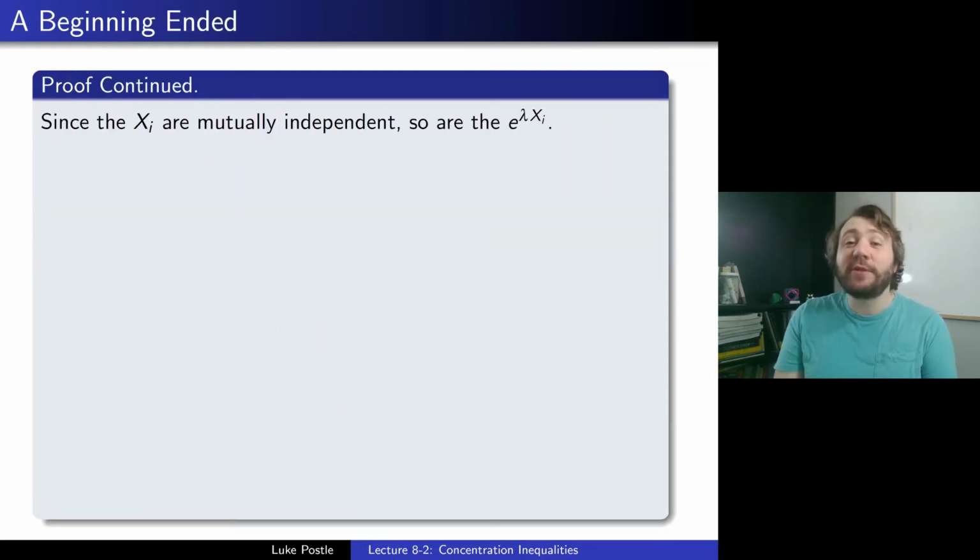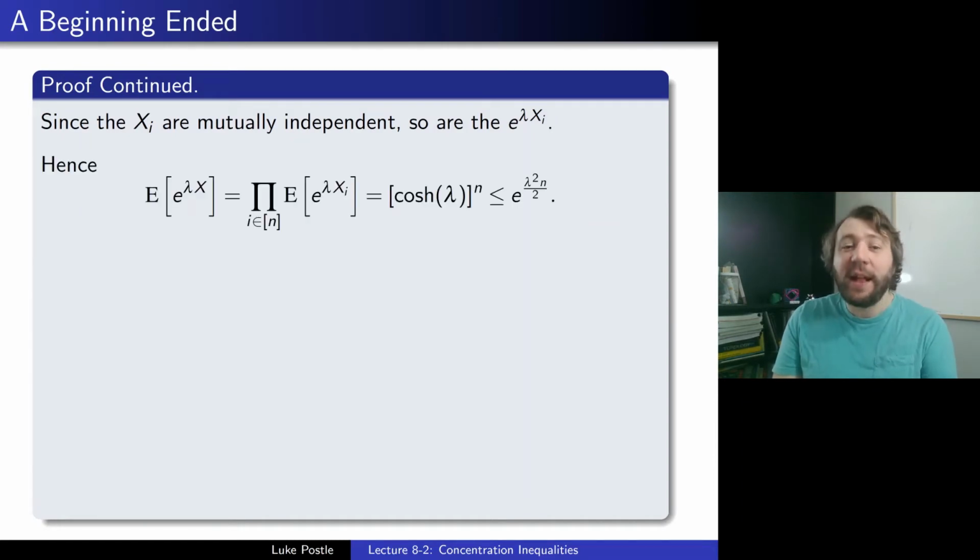And since the xi are mutually independent, so are their exponents, e to the lambda xi. Hence, if we take the expectation of e to the lambda x, this high moment, we can write it as the product, only because of the independence, of e to the lambda xi. Since e to the lambda x is this product, and since they're independent, we can move the expectation inside. And then we'd already established that the expectation was cosh lambda for each one. So we get cosh lambda to the n, and that will be at most e to the lambda squared over 2, to the n, by what we had just done.